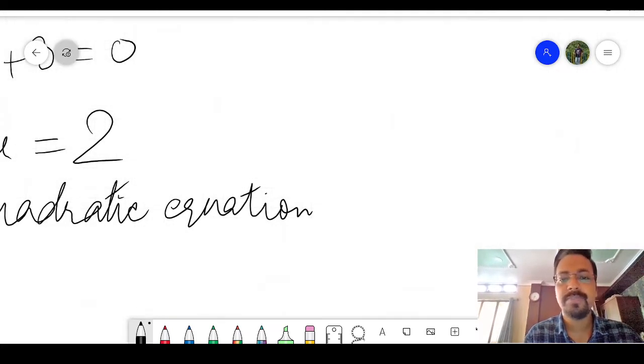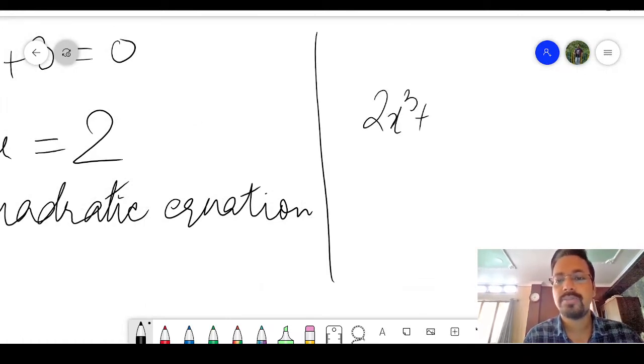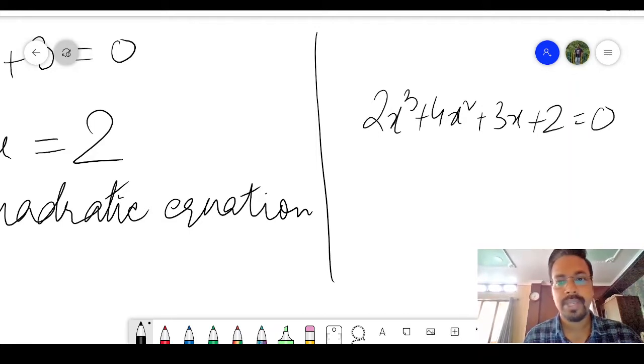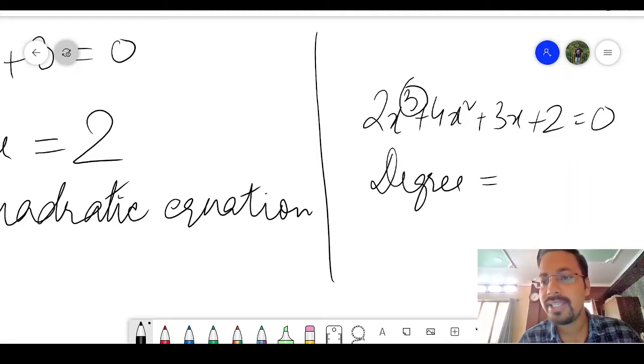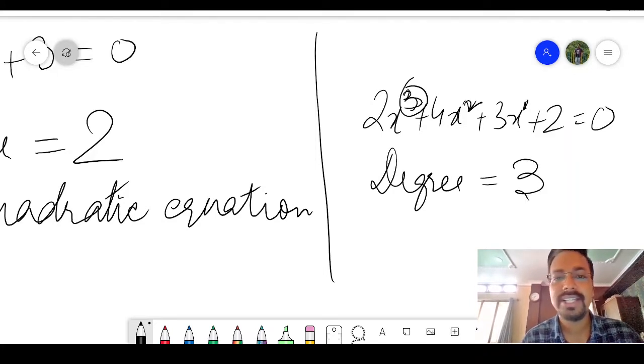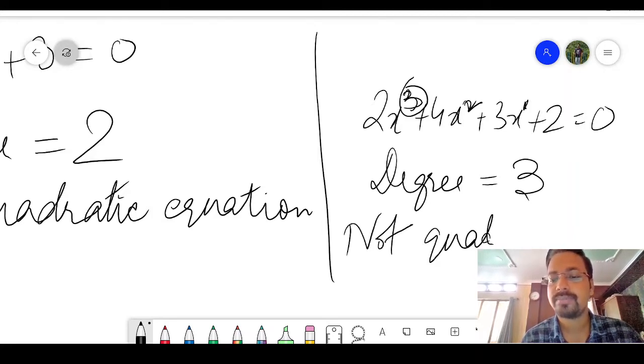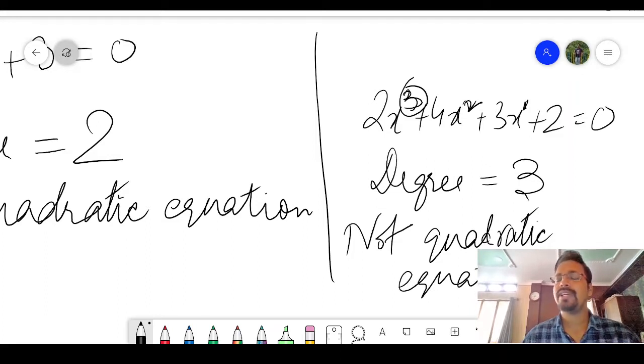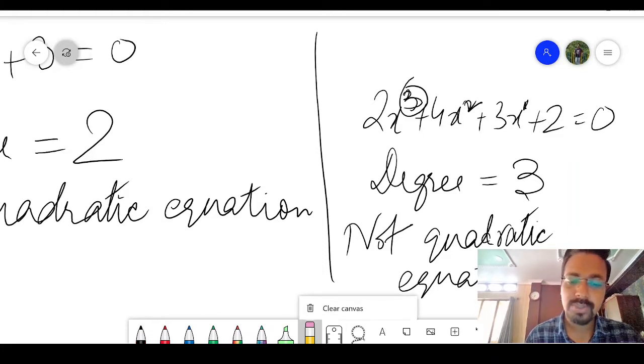Let us take another example. Suppose 2x cubed plus 4x squared plus 3x plus 2 equal to 0. Here the degree is not 2, rather it is 3, the highest power. See, here the power is 1, here the power is 2, and here we have the power 3. So as the highest power is 3, the degree is 3, it is not a quadratic equation. This is pretty simple. If we have the highest power of the variable as 2 in any equation, then that equation will be called a quadratic equation. So this is what we mean by a quadratic equation.